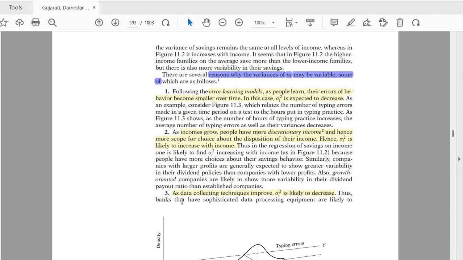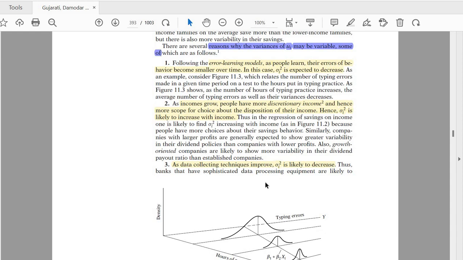Let's move on to the third. The third is the data collection technique. Simply put, if you are not doing random selection of the data and you are biased somewhere, you are expected to have some variability of ui, and that creates the heteroscedasticity problem.